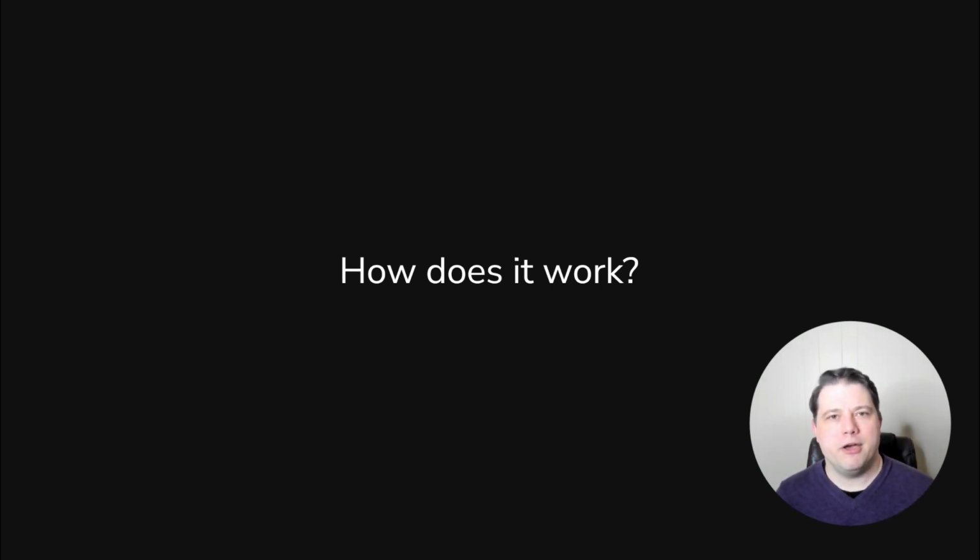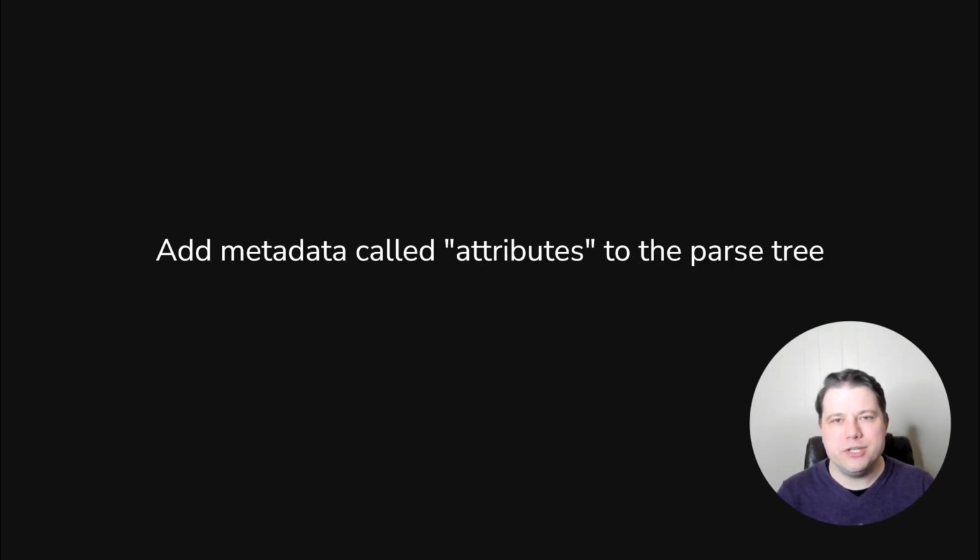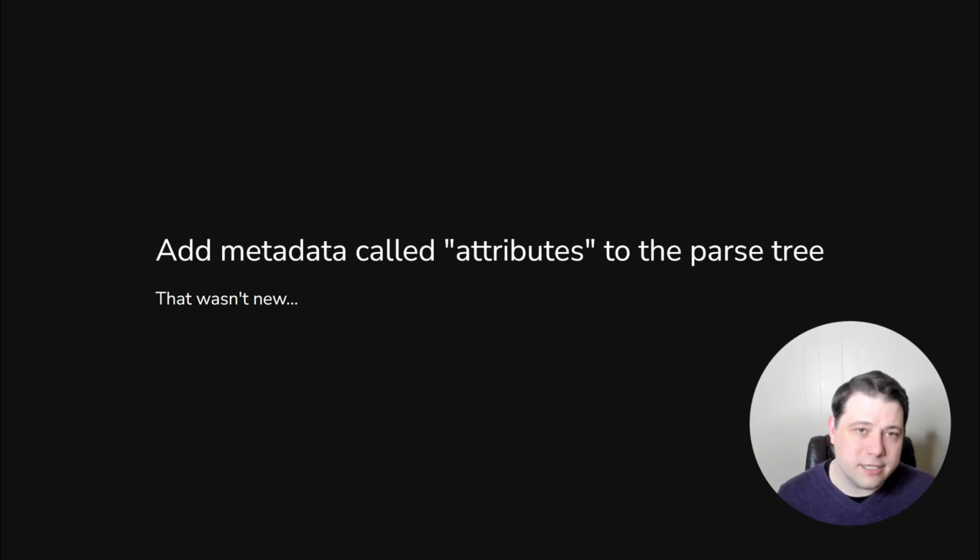But first, let's talk about how attribute grammars themselves work. They add metadata, which is called the attributes in the attribute grammar, to the parse tree. So if you already understand how context-free languages are typically parsed, like with rules that are defined in BNF notation, for example, then you can picture adding data to the nodes on that tree. That's nothing revolutionary, and it wasn't new even then in 1968.